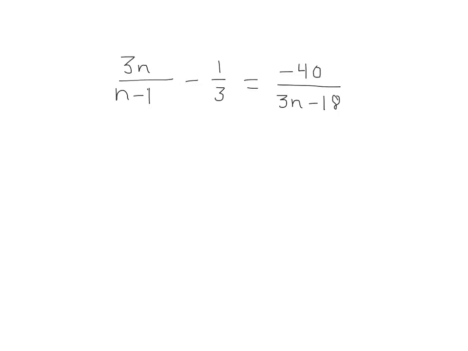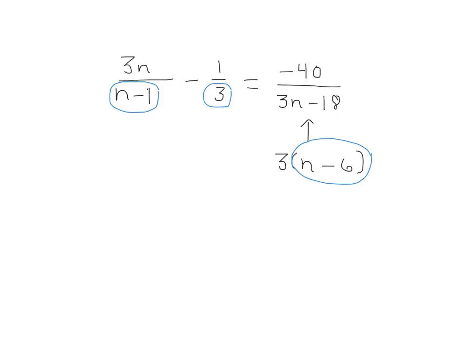This is number 39 in lesson 4-6, where we're asked to solve the equation, obviously for n. What we want to do is find what the least common denominator would be. What's unique about this one is that this denominator factors down to 3 times the quantity n minus 6. So clearly what we have as unique pieces of our least common denominator, we need an n minus 1. We need a 3, and in addition to that, we need an n minus 6.